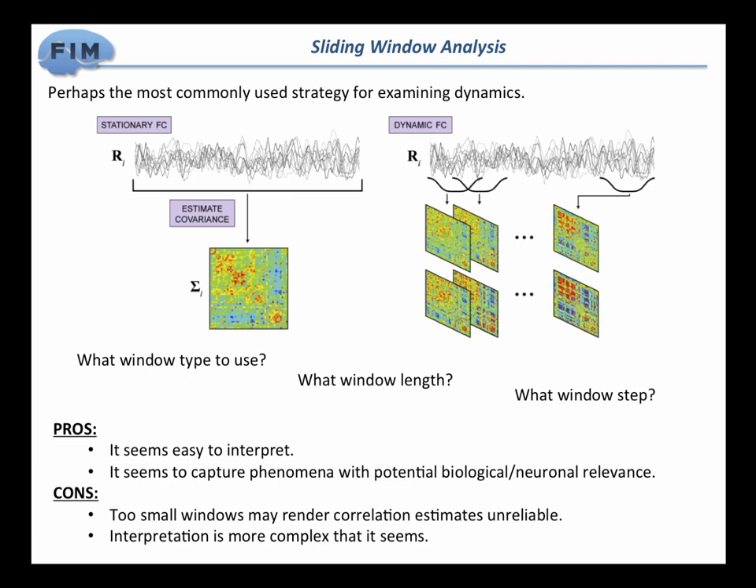But too small windows can render correlation estimates that are unreliable. And it's not only about the window length, but also what your original TR was, because a window length of 20 seconds is not the same whether you have a TR of 2 seconds or a TR of 0.4 seconds. So those are considerations to take into account. And also, hopefully, I will convince you that the interpretation is a little bit more complex than it seems.